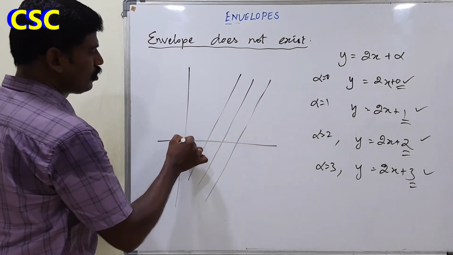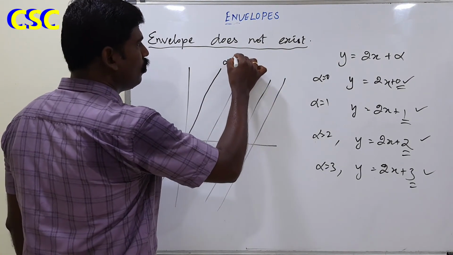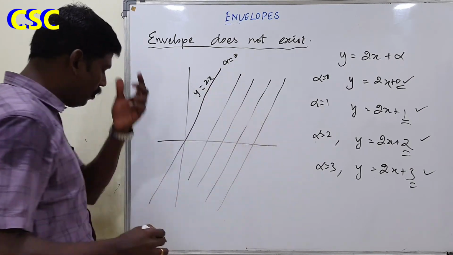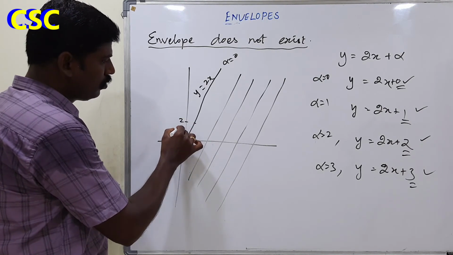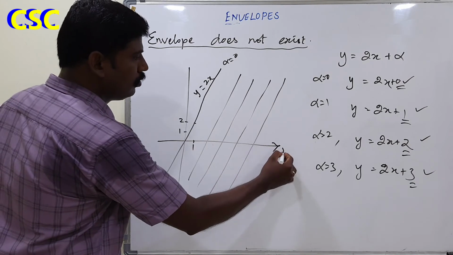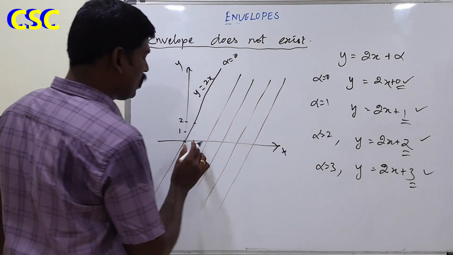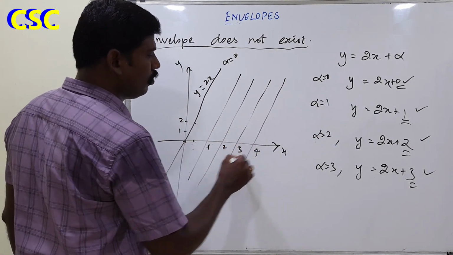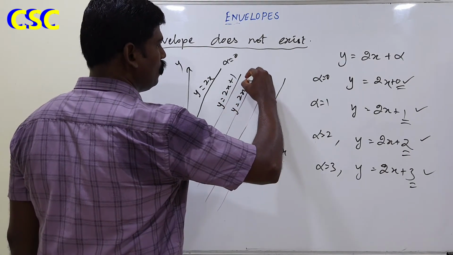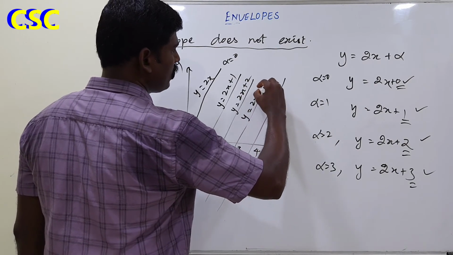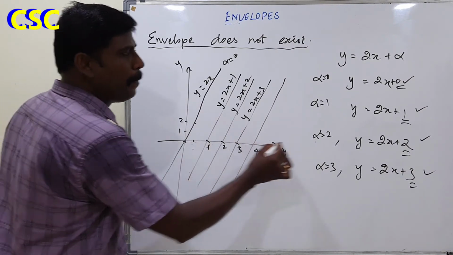y equal to 2x passes through the origin, isn't it? So this is alpha equal to 0, y equal to 2x. When x equal to 1, y is 2. It passes through the origin also, right? y equal to 2x plus 1 passes through 1, 2, 3, 4. So this is the equation of y equal to 2x plus 1, y equal to 2x plus 2, y equal to 2x plus 3. Isn't it? 1, 2, 3.